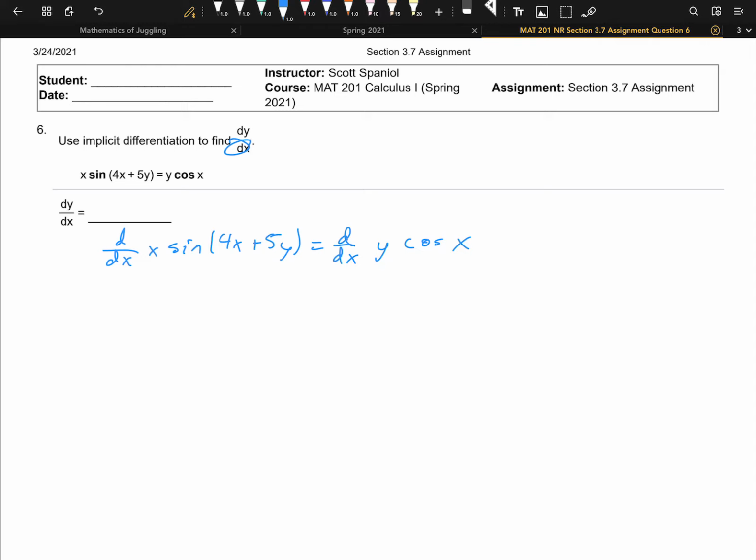Okay. In both cases, on both sides of this equation, you can see we've got a product, so I need to use the product rule. The product rule says you take the first part of the product, so in this case x, times the derivative of the second part of the product, plus the derivative of the first part times the second part. And we'll just do that on both sides of the equation.